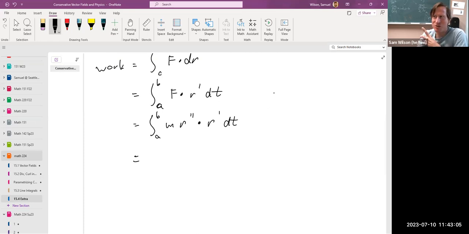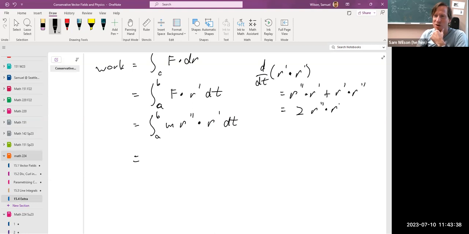When you took Calc 3, you probably worked out as an exercise what the derivative of r prime dot r prime is. Well, you use the product rule. The dot product follows the same product rule as in single variable calculus. So you get r double prime dot r prime plus r prime dot r double prime. But the dot product is commutative, so these two things are equal. So this is 2 times r double prime dot r prime. But look, that's almost what we have inside this integral.